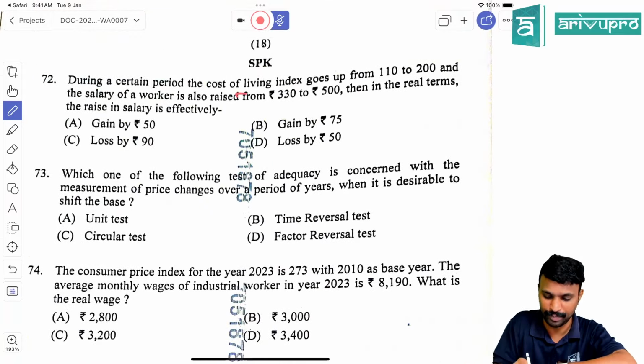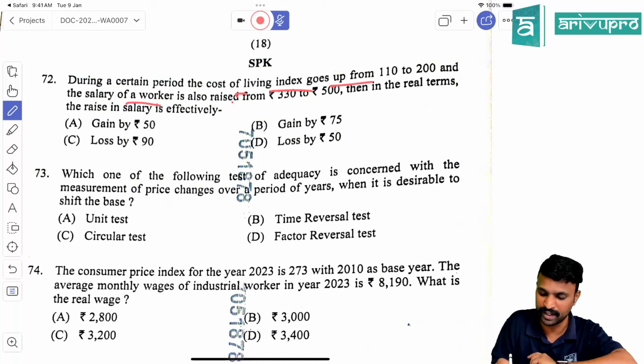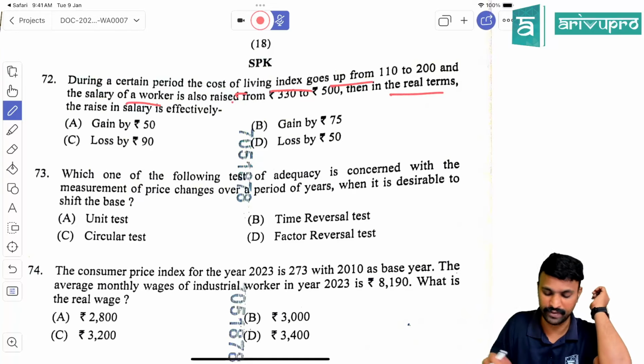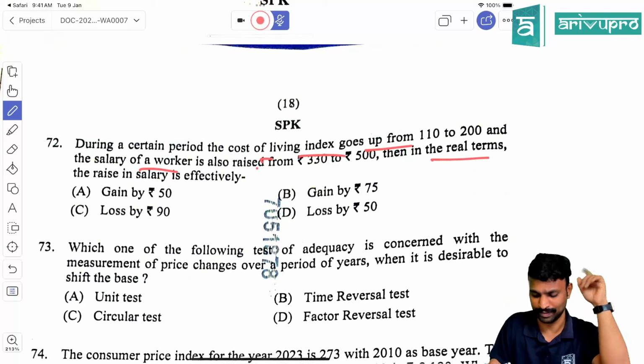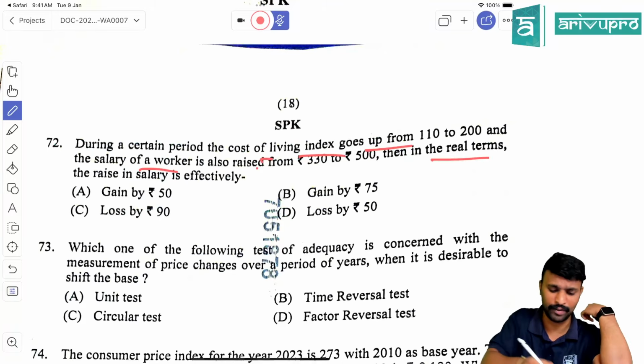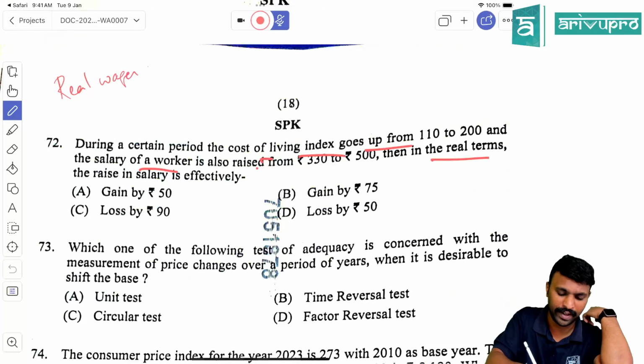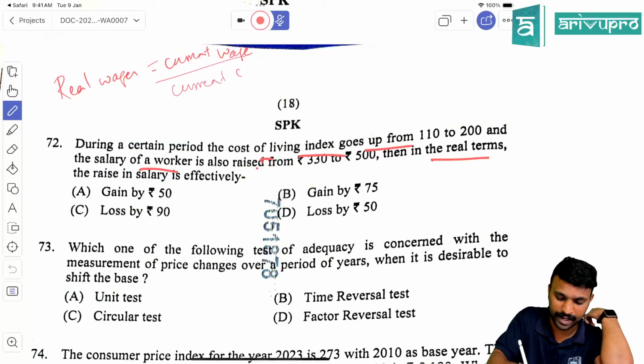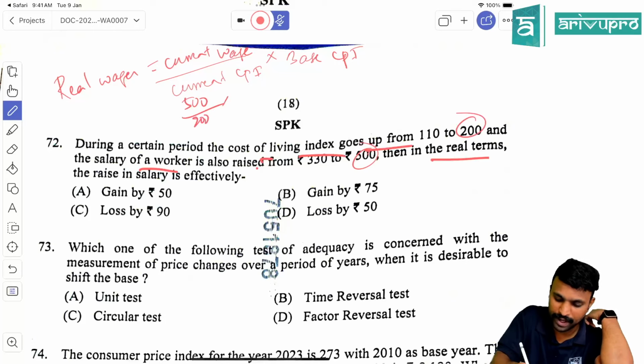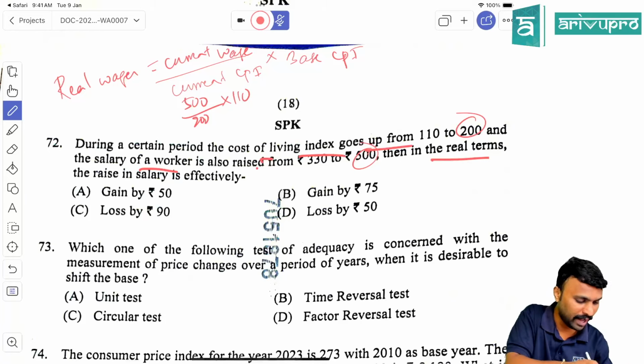During a certain period the cost of living index goes up from 110 to 200 and the salary of a worker is also raised from 330 to 500, then in real terms the raise in salary is effectively, guys, if you want to find whether there is a gain or a loss, you have to find the real wages. So what is real wages? Real wages is current wages by current CPI into base CPI. What is current wages given? 500. Current CPI given, 200. Base CPI given is 110. So real wages comes out to be 500 divided by 200 into 110.